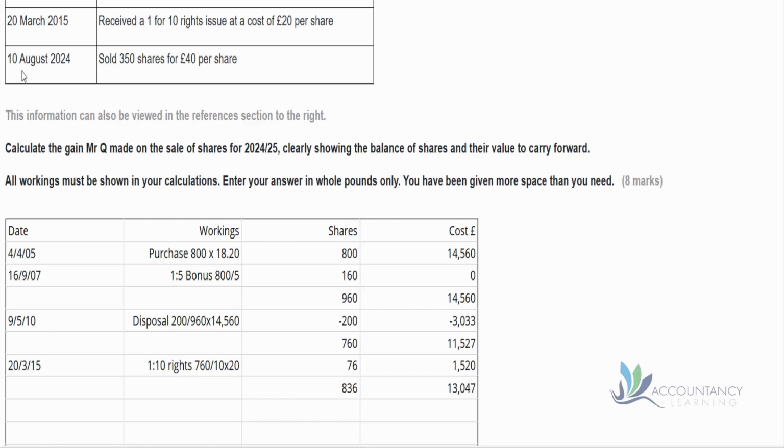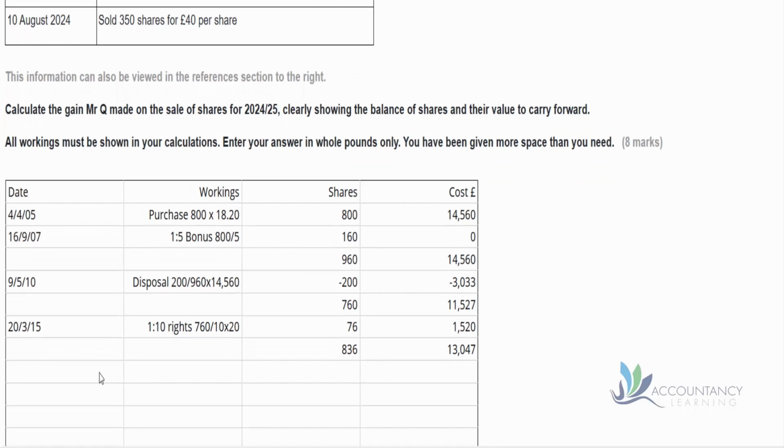And then we have our final line in our table. So on the 10th of August 24, which is in our current tax year, okay, we have another disposal. In this case, we're selling 350 shares. And we're selling them for £40 per share, but that's the proceeds. Okay, so we need to be careful we don't put that in our cost. So what is the cost? Well, we have to do that in the same way as we did previously.